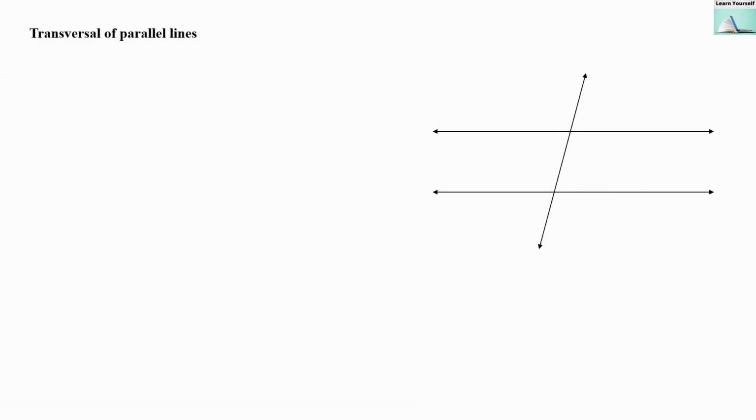Now let us understand transversal of parallel lines in detail. So when we are drawing two parallel lines, a transversal will be there along with them. Now what is a transversal? Earlier we have seen that when any line is intersecting two or more lines at different points, then it is said to be a transversal. So this line L is our transversal for line M and for P.